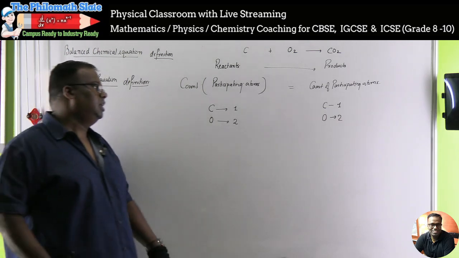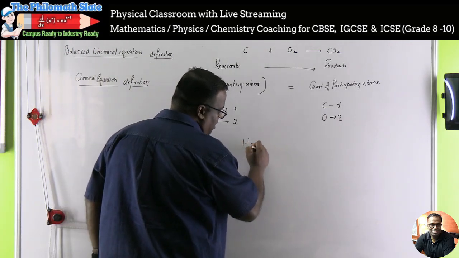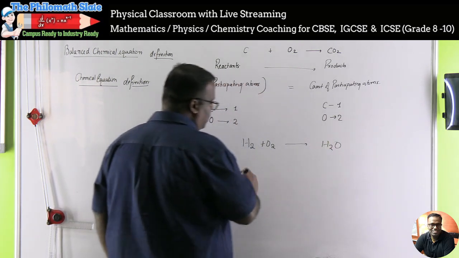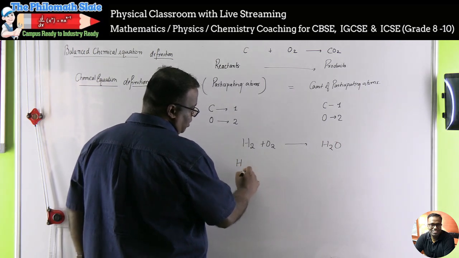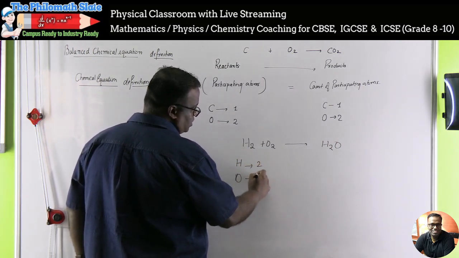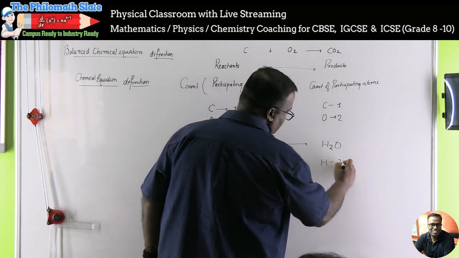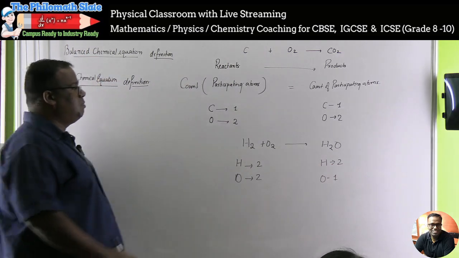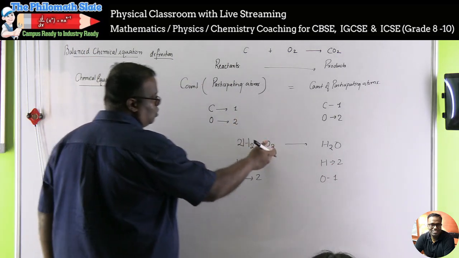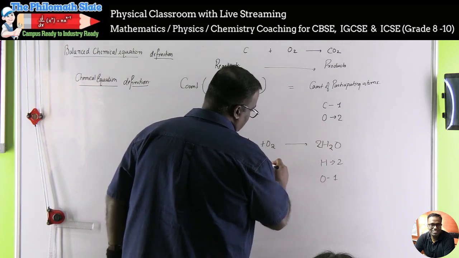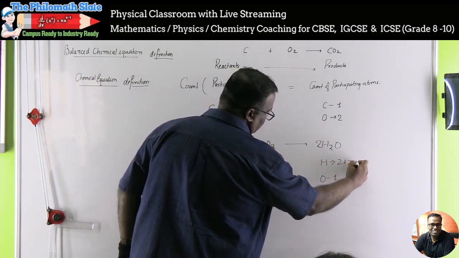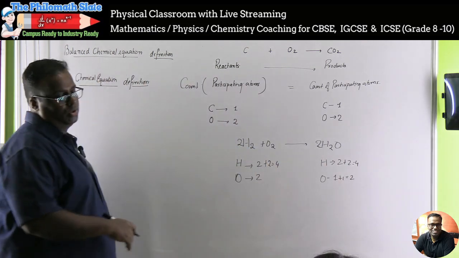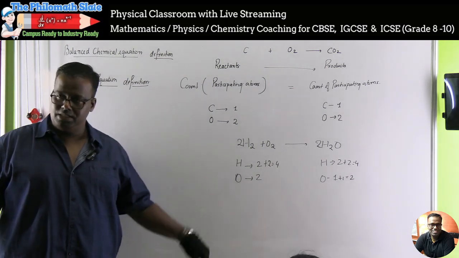Okay? However, if I take a reaction like this, H2 plus O2 gives me H2O. The participating atoms are hydrogen and oxygen. Hydrogen is 2 in count, oxygen is 2 in count. Out here hydrogen is 2 in count and oxygen is 1 in count. So this is not balanced. That is why we balance it. 2H2 plus O2 gives me 2H2O. So now this becomes 2 plus 2 equal to 4, and here it is 2 plus 2 equal to 4, and oxygen is 2 here and 2 here as well. This is balanced.